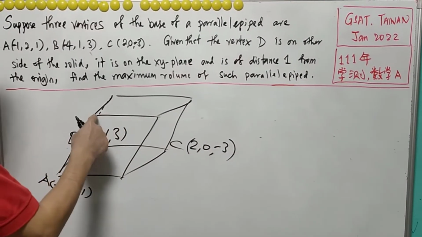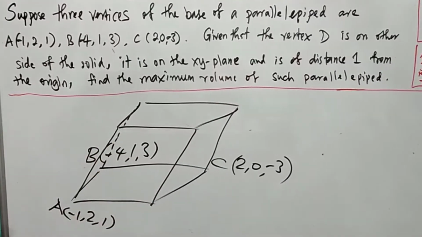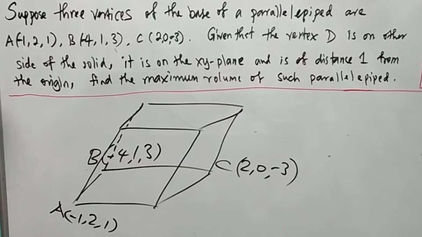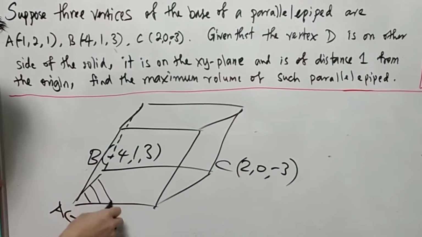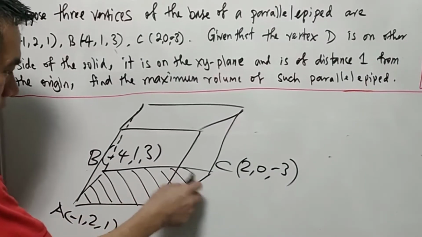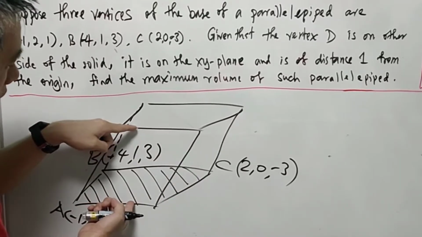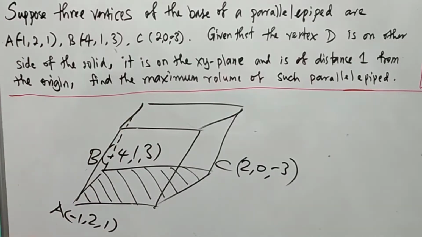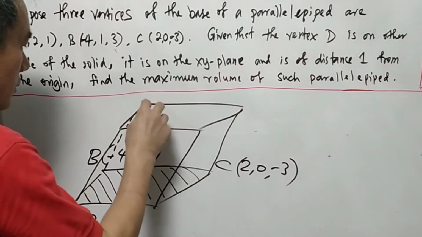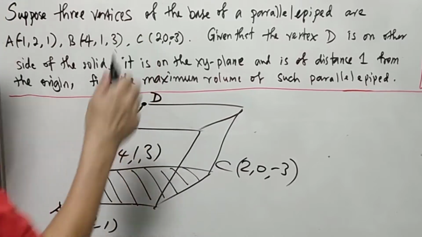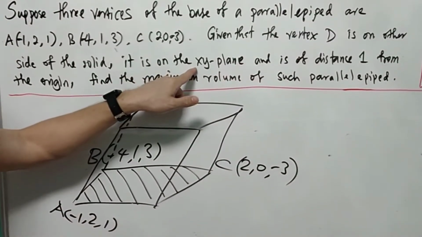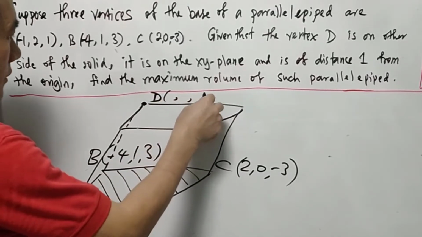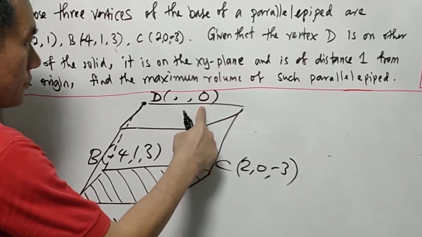D can be any of these points. It doesn't matter, because ultimately you want to find the volume of the solid. The volume will be equal to the area of the base times the height. So whichever of these points D is, the height will be the same. Without loss of generality, we just say that this is D, and it is on the xy plane. On the xy plane, meaning that the z coordinate will be equal to 0.